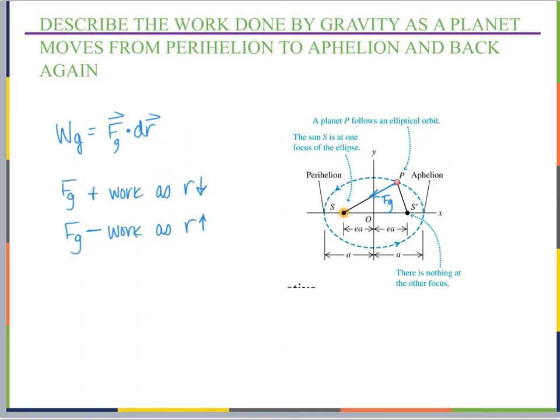So interestingly enough, that means that as we go from, say, the furthest distance from the sun to the closest, we're going to be doing positive work. And then as we go back to the furthest place, we do negative work. The total work is always going to be zero because you end up where you started, and so you have no net displacement. But during the orbit itself, it's possible for gravity to be doing either positive work or negative work depending on what kind of displacement you have.